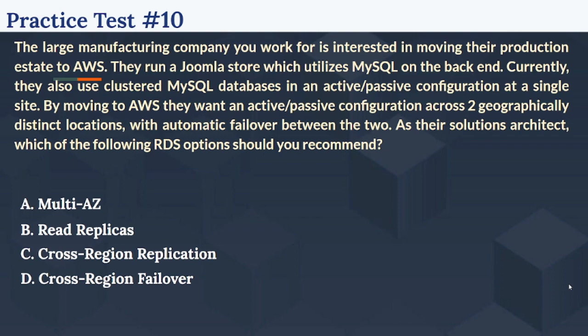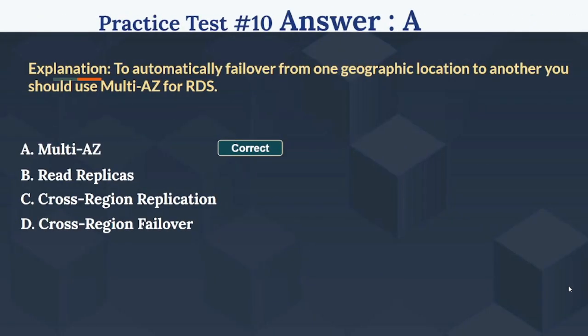So the right answer is Multi-AZ. To automatically failover from one geographic location to another, you should use Multi-AZ for RDS.